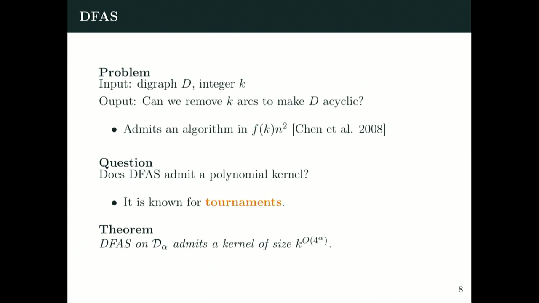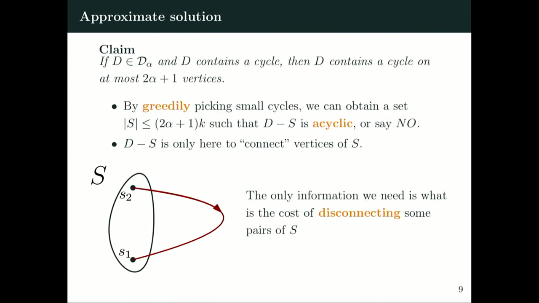And in the few minutes that I have left, let me tell you a bit how we can use this fault-tolerant reachability solution in order to get this kernel. So now you have a digraph D, and you try to remove k arcs to make it acyclic. One nice thing about D having bounded independence number is that if you have a cycle, you have a short cycle. This is not very hard to see.